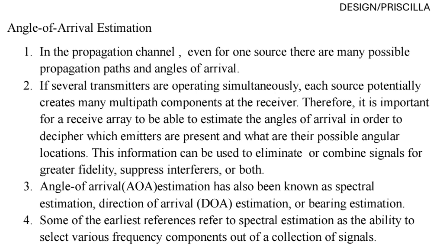When we keep the transmitter and the receiver in direct line of sight, the arrival of the signal is in a straight line. In a similar way, we are going to estimate the angle of arrival in multipath signals. Some of the earliest references refer to spectral estimation as the ability to select various frequency components out of a collection of signals. That is the purpose of this estimation, so we need to estimate this angle of arrival.